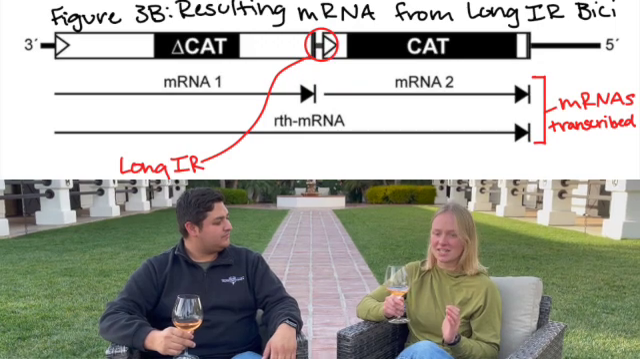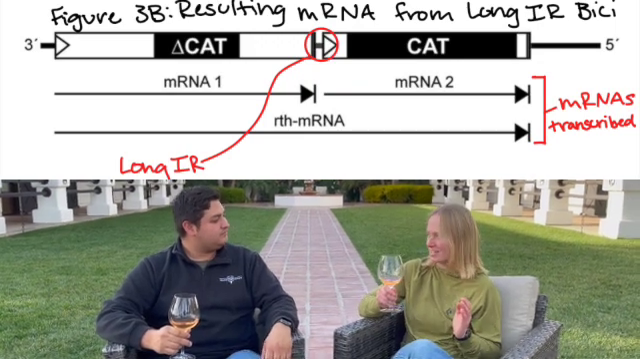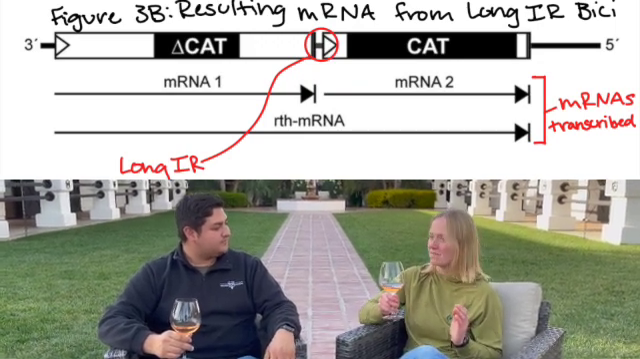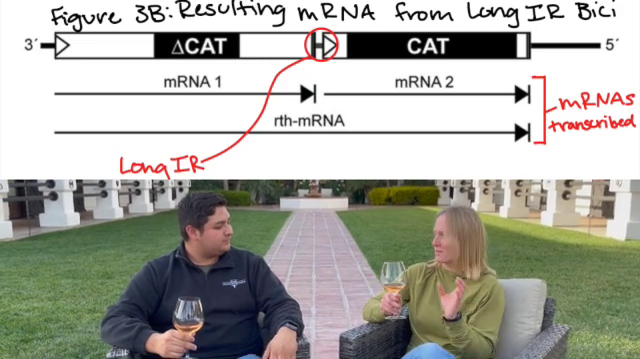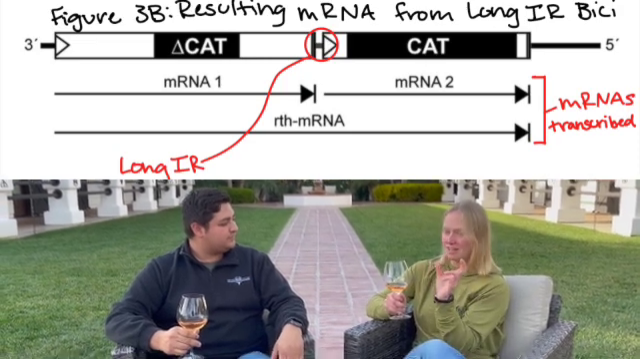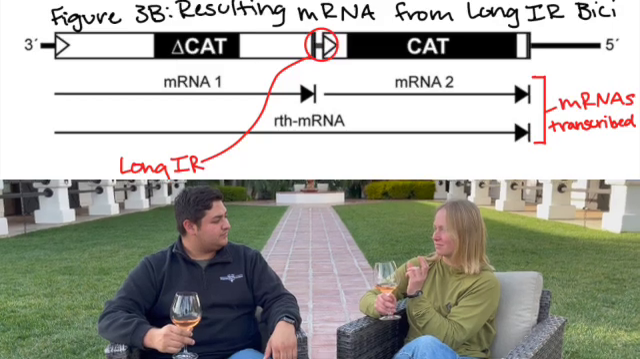And we found that with our bicistronic mini genomes that had a long intergenic sequence, there was more transcription of that first gene compared to the second gene, meaning that with the long sequence, the RNA polymerase had more time, more opportunity to dissociate, resulting in less transcription of the gene.